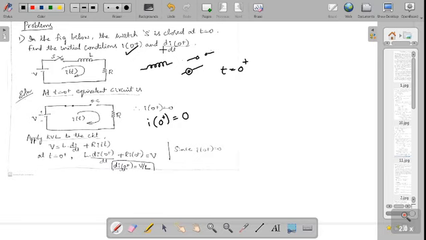Next, we need to find the derivative of this. In order to find the derivative, what do we need to do? We need to apply Kirchhoff's voltage law to this circuit. So let us apply Kirchhoff's voltage law.